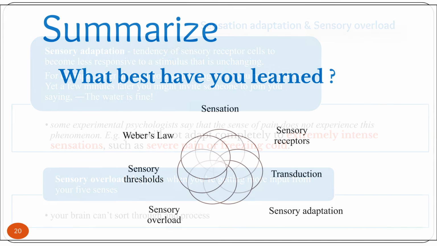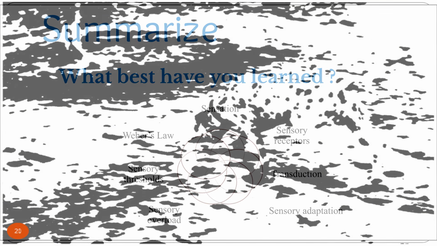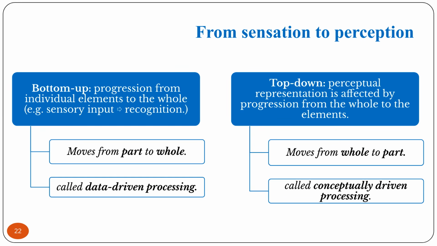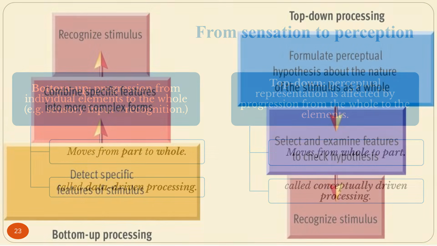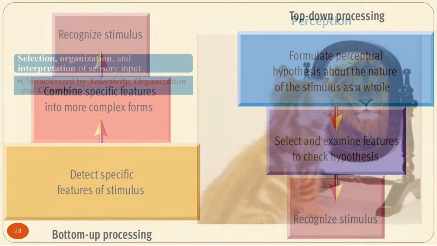This slide provides a summary of the concepts covered so far: sensation, sensory receptors, transduction, sensory adaptation, sensory overload, sensory thresholds, and Weber's law. The next section covers perceptual organization and top-down processing, which involves how we structure and make sense of sensory input. Bottom-up processing moves from individual elements to the whole, like processing sensory input to recognition. Top-down processing is conceptually driven, moving from the whole to the elements, and is influenced by experience and context. This diagram illustrates the flow from sensation to perception, incorporating both bottom-up and top-down processing.